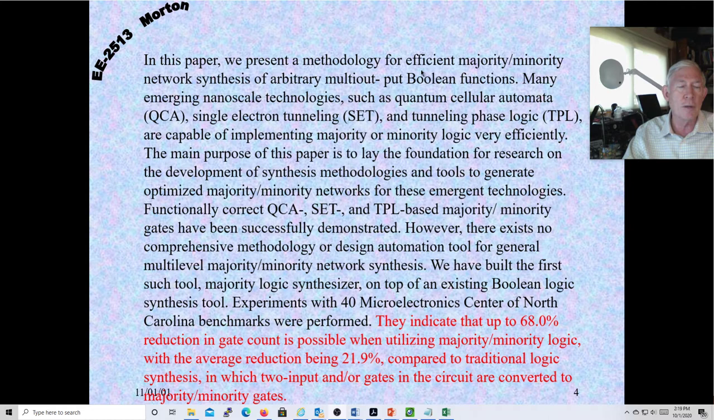they presented a methodology for using efficient majority-minority networks, and basically showed that for some of the quantum cellular automata, using this QCA or single electron tunneling SET, and tunneling phase logic TPL, they're actually more efficient using majority-minority gates, maybe up to 68% reduction in gate counts possible compared to the standard gates like NAND, NOR, or SOP, POS. So that's kind of interesting and a little bit crazy.